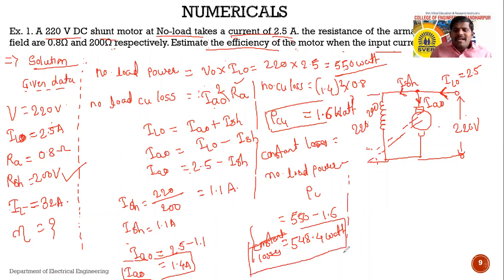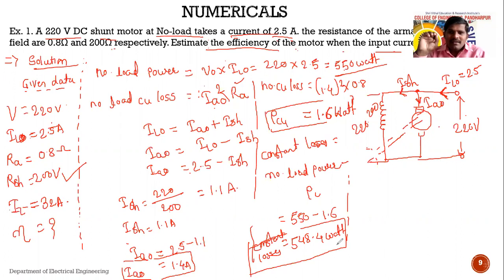Now, do you know that as per the Swinburne test, once the constant losses can be calculated, we are able to calculate efficiency at any load. What I am telling, at any load we are able to calculate the efficiency. Now see, read the question. Estimate the efficiency of the motor when the input current is 32 ampere. Now when the motor is taking 32 ampere current, then we want to calculate the efficiency, right? All of you got the question?